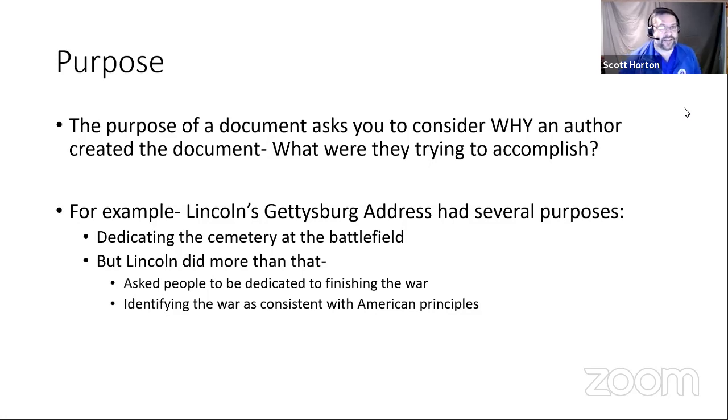But Lincoln takes that to a different level, and Lincoln actually adds some other things here. So you could argue that his purpose was to ask Americans to be dedicated to finishing the war. That the war, of course, was not over at that point, and successfully completing the task that the soldiers had died for at Gettysburg is one of the things that he does in that speech. He also uses the speech to contextualize the war as being consistent with American principles, that this is something that Americans had fought for before, liberty and liberty for all people, and of course extending that to African Americans eventually after the war is over.